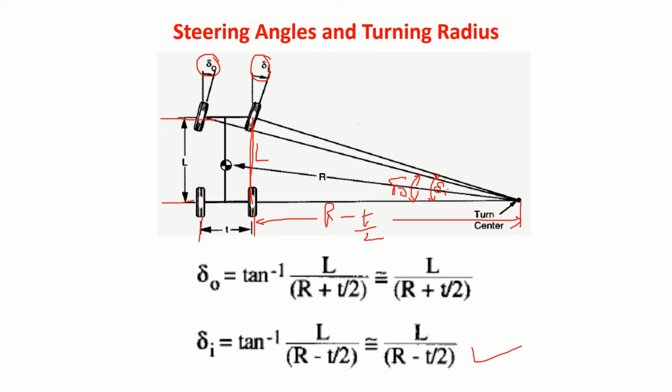Similarly, I can draw a line here and find out delta naught. So for the given turning radius, what are the delta i or delta naught values? Or for the maximum delta i and delta naught, for the given wheelbase length and the track width, what is the maximum turning radius? You can find out from this.